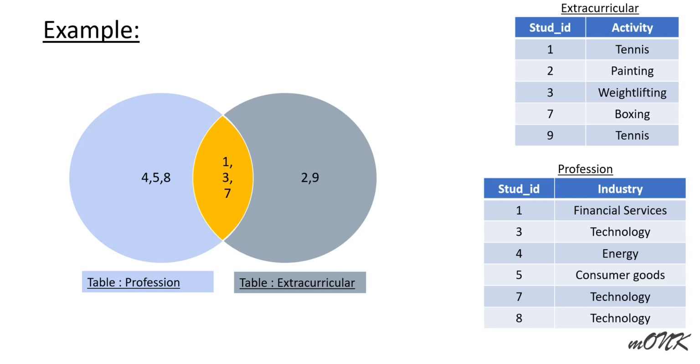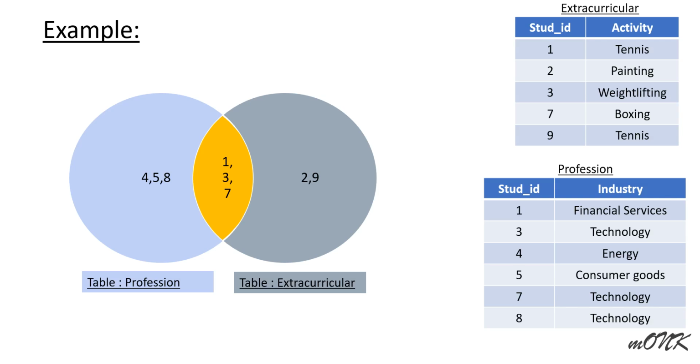For example, in the extracurricular table we have the student IDs and the activities they pursued. Similarly, in the profession table, we have the student ID and the industry these students work in. Since these are very small tables, we can see that students with ID 1, 3, and 7 were active in both extracurricular activities, and they are professionally active after graduation. But there are a few records that are unique to one table. For example, in the profession table, students with ID 4, 5, and 8 are only in the profession table.